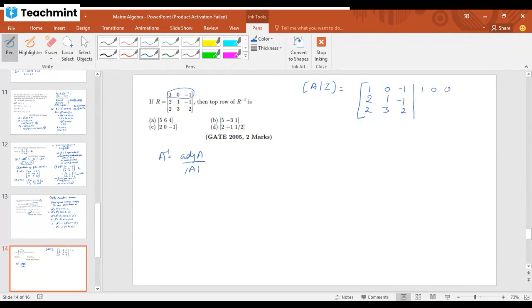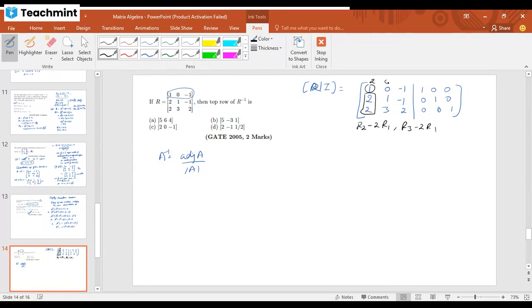Here we are considering on one side the matrix A, and on the other side the identity matrix of the same order. So we'll try to reduce this matrix into the identity matrix. For that, firstly we need to reduce it into row echelon form. Already this entry is 1, so we'll try to make these two entries 0. So we are applying the operations R2 minus 2R1 and R3 minus 2R1.